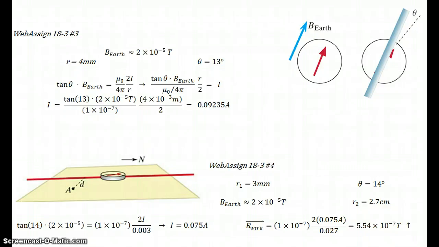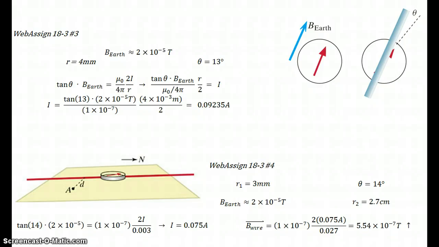Using the right-hand rule, I am also able to determine that the magnetic field under the wire due to the current points east. By then using the magnetic field equation of a wire, where the value of B is affected by the value of tan theta, I was able to find the amount of conventional current flowing through the wire.